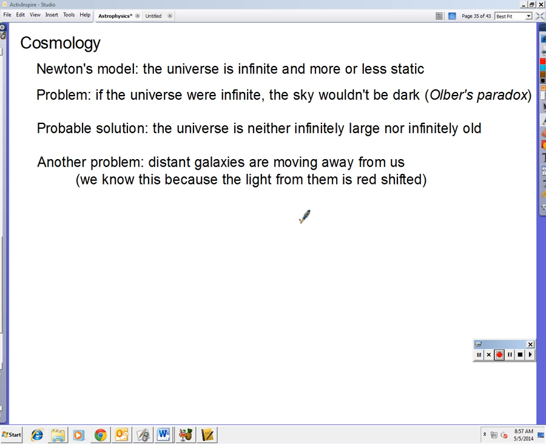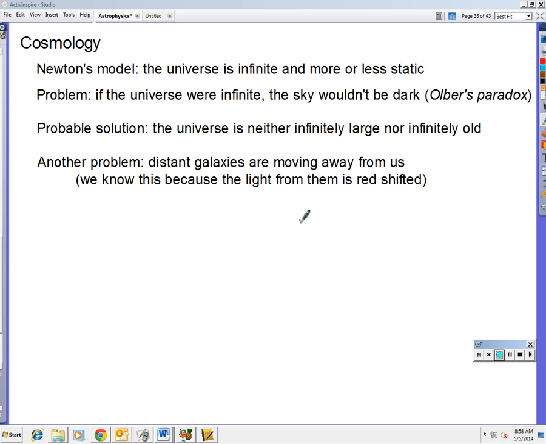But first, we're going to go back to Isaac Newton and what he thought about the universe. This is called Newton's model, although Newton didn't come up with it, and he was not even one of its most important proponents. It was just that he was famous, so they named it after him. Newton's model of the universe is that the universe is infinite and more or less static.